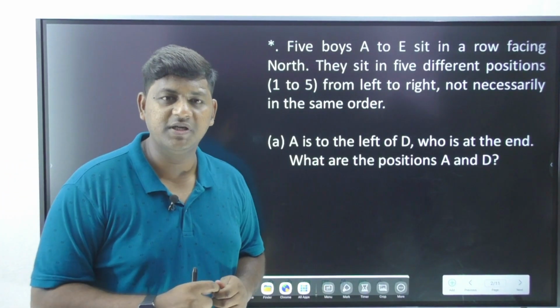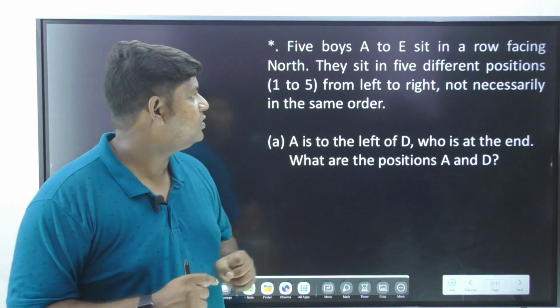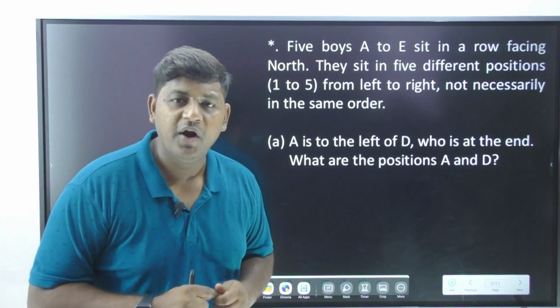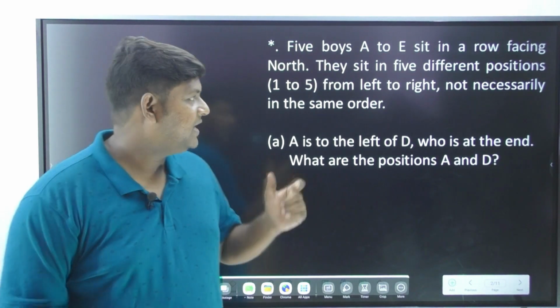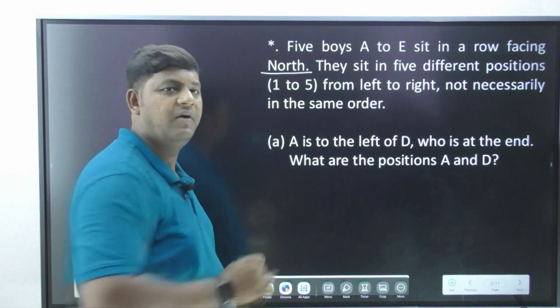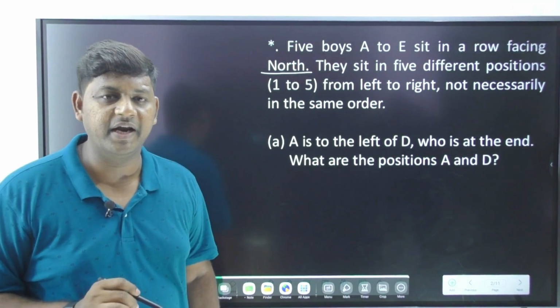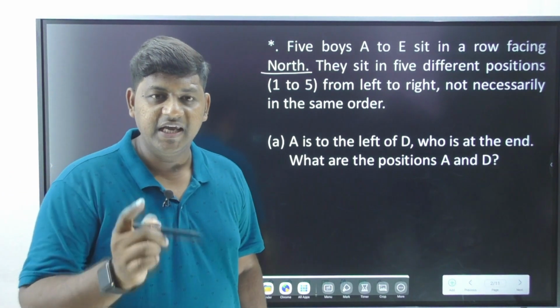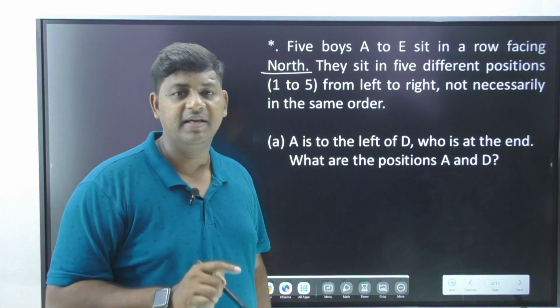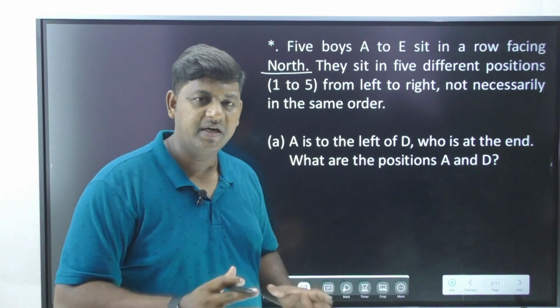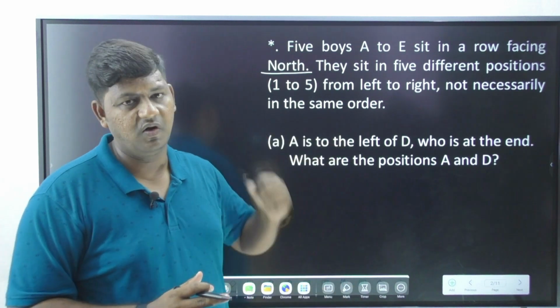Now I've got a question over here. It is saying 5 boys A to E sit in a row facing north. So please understand, here it is clearly giving you where exactly these persons are facing. They are all facing towards what direction? North direction. Even though it is not given by your examiner, even though it is not mentioned by your examiner, please try to assume they are all facing towards the north direction.